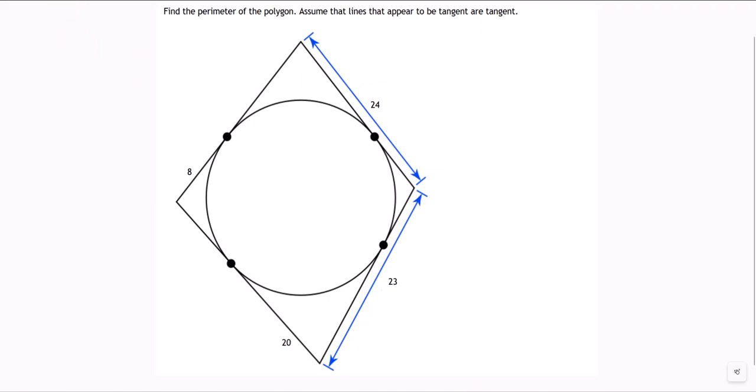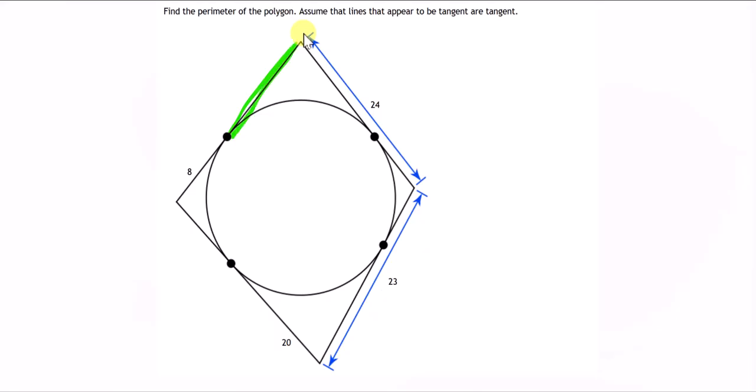Find the perimeter of the polygon. This polygon assumes that the lines that appear to be tangent are tangent. So we assume that these 4 lines are tangents to the circle at these 4 points. So we know the length of this side of this polygon and also this length. The only missing values that we need to look for is this distance right here.